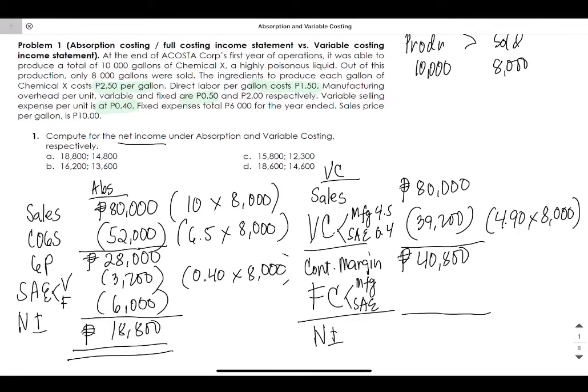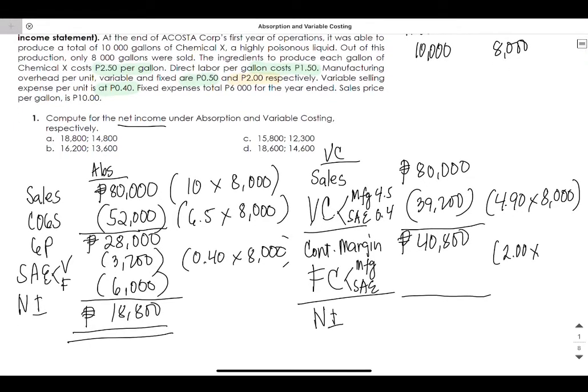For fixed manufacturing cost, the only manufacturing cost, aside from the variable cost, is your fixed overhead cost. Okay? So fixed overhead cost na lang meron. So how much is your fixed overhead cost? We have 2 pesos per unit. So 2 pesos per unit, we have to determine the total. So that is 2 pesos multiplied by, is it number of units sold or the number of units produced? In variable costing, we have to multiply this by the number of units produced.